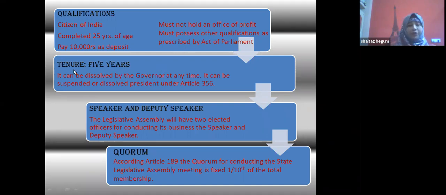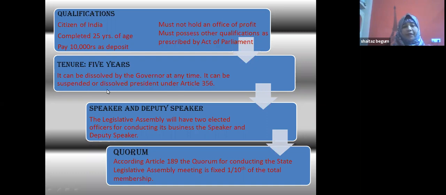Now tenure, that means the duration. The tenure for the Legislative Assembly is 5 years. It can be dissolved before the tenure ends. It can be dissolved by the Governor at any time. The Legislative Assembly is not a permanent house, so it can be dissolved by the Governor at any time before the tenure ends.